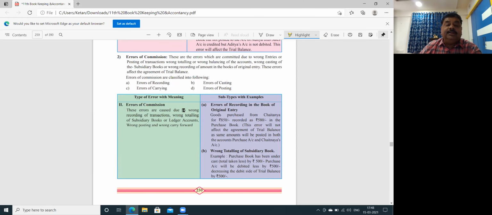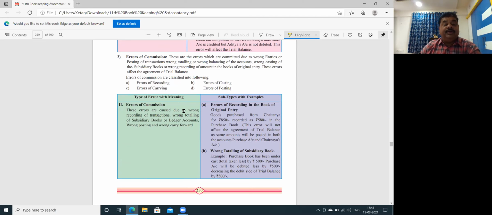याचे 4 प्रकार दिलेत बघा. एरर्स ऑफ रेकॉर्डिंग. रेकॉर्डिंग करतानाच एरर झालेली. For example, instead of taking the amount rupees 150, you wrote the amount 510. उल्टा ही लिख दिया. एरर्स ऑफ कास्टिंग मतलब टोटलिंग करते वक्त आपने गलती कर दी है.